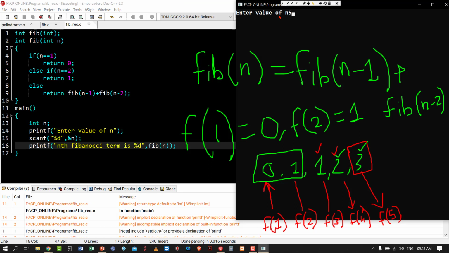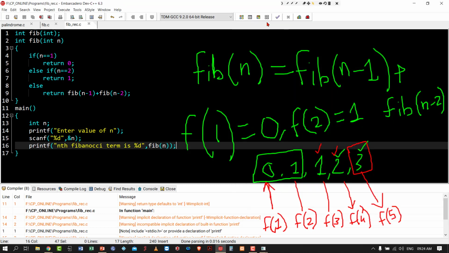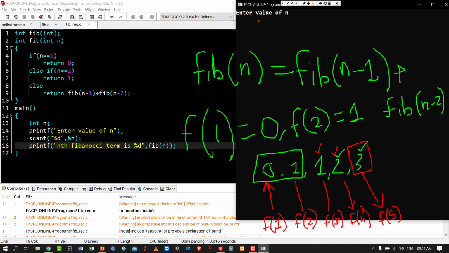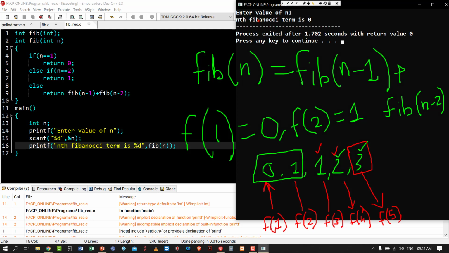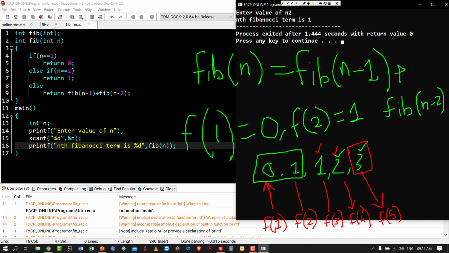So I am giving 5. So I got a wrong output. No, I got the correct output. Nth Fibonacci term is 3. 1, 2, 3, 4, 5. Fifth term is 3. Let me check one more input. We will check for 1. Nth Fibonacci term is 0. Here n is 1, so the first term is 0. For 2, the nth Fibonacci term is 1, because we all know the second Fibonacci term is also 1.